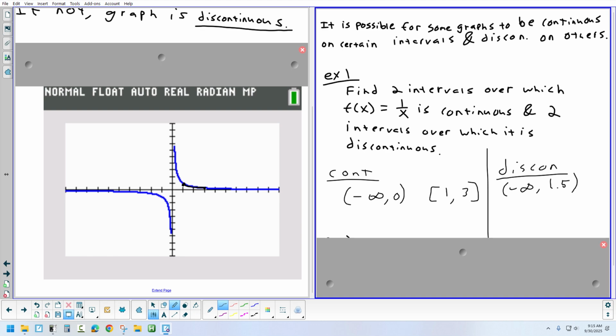Can somebody give me another interval that's discontinuous? Yep, Ethan? Could you just go from -3 to 3? Negative what? -3 to 3. Yeah, -3 to 3. Anything that passes through 0 is discontinuous. Okay.